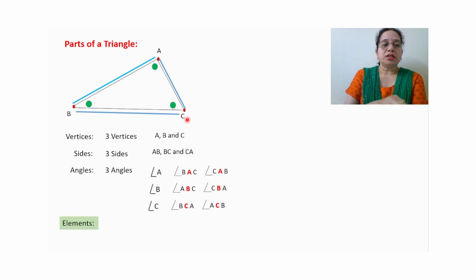How many elements does a triangle have? A triangle has 6 elements. Which are the 6 elements? 3 sides plus 3 angles. Very important concept. A triangle has 6 elements. The 6 elements are 3 sides plus 3 angles.